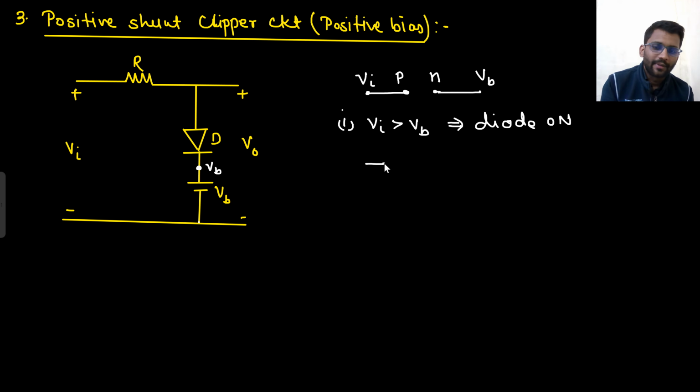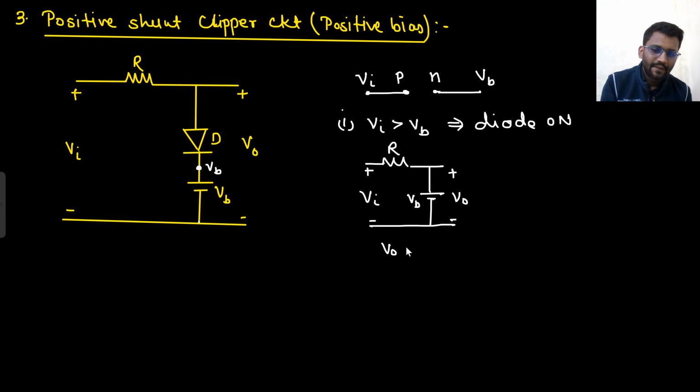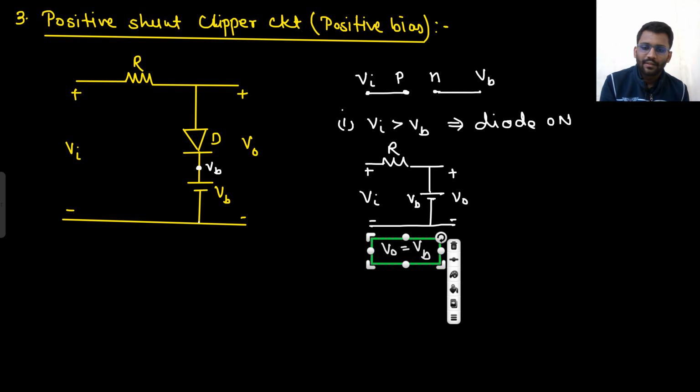So what do you think? What will be the output if diode is on? Diode will be shorted, but VB will remain there, right? And this is your V in, and this is your output. So V out will simply be equal to VB. V out will be equal to this battery only.